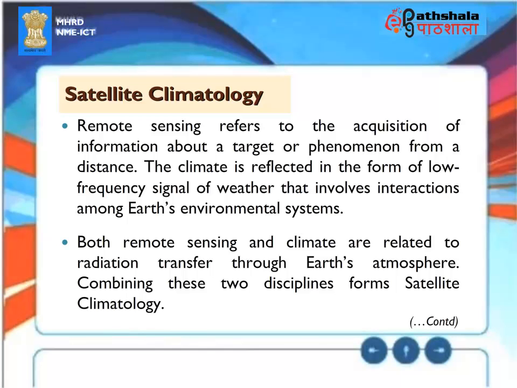Satellite climatology. Remote sensing refers to the acquisition of information about a target or phenomenon from a distance. The climate is reflected in the form of low-frequency signal of weather that involves interactions among Earth's environmental systems. Both remote sensing and climate are related to radiation transfer through Earth's atmosphere. Combining these two disciplines forms satellite climatology.